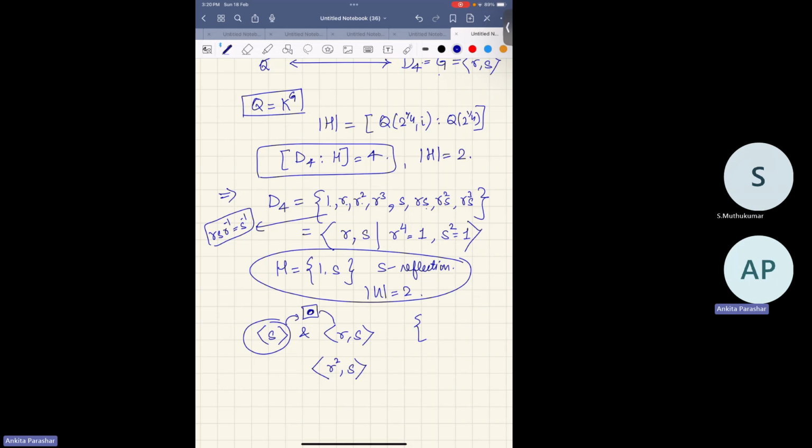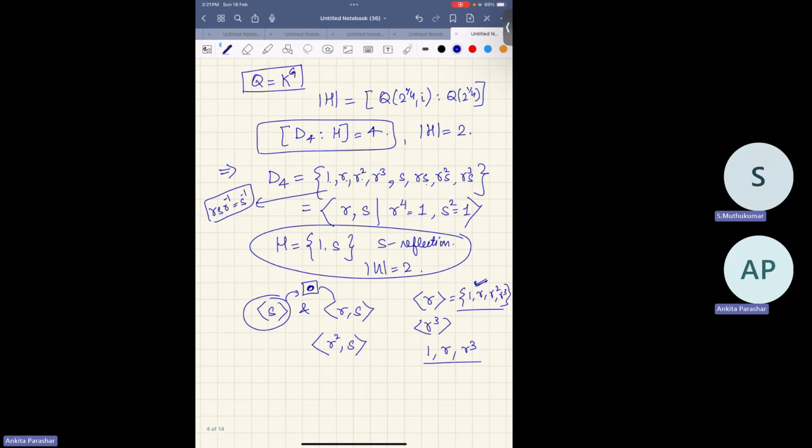That means it should contain rotation, but we know that if you take R, then R is a generator for rotations. So you have to take all four: 1, R, R square, R cube, and if you take this together with S, you will get all. Therefore you should not be taking R, or R cube, because R cube is also a generator. So you cannot take 1, you cannot take R, you cannot take R cube. The only possibility is R square comma S.